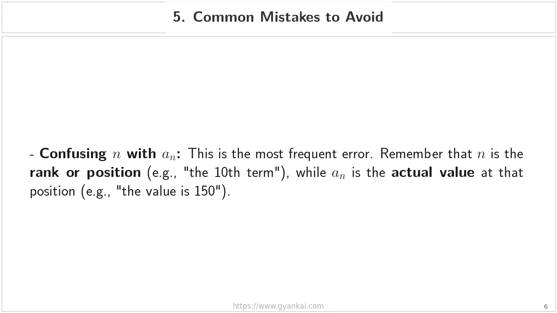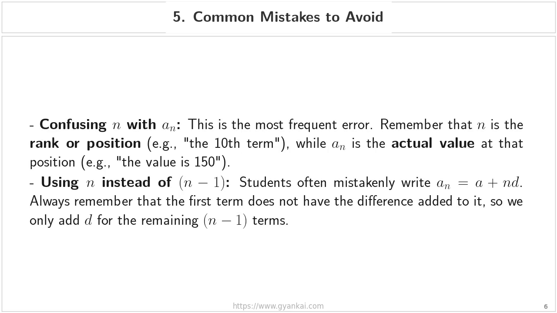First, a very frequent error is confusing the variable n with the term a sub n. It is crucial to remember the distinction. N represents the rank or the position in the sequence, for example, saying the 10th term, whereas a sub n represents the actual numerical value sitting at that position, such as the value is 150. Always ask yourself, am I looking for the position or the value?